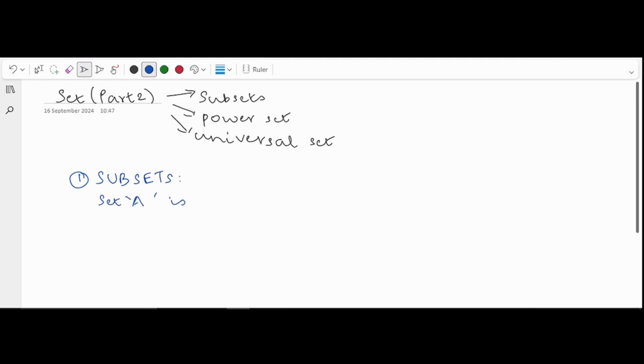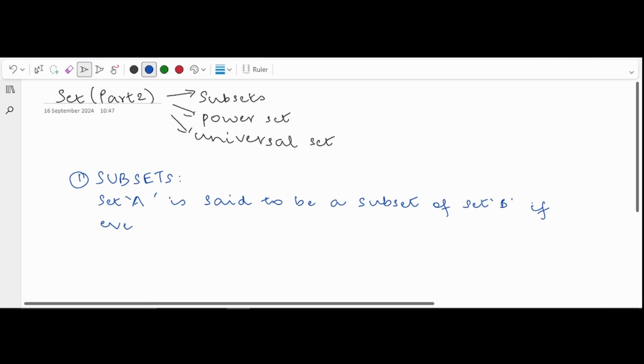Set A is said to be a subset of set B if every element of set A is also an element in set B. We can say that set A is a subset of B only if the elements that are present in set A are also present in set B.